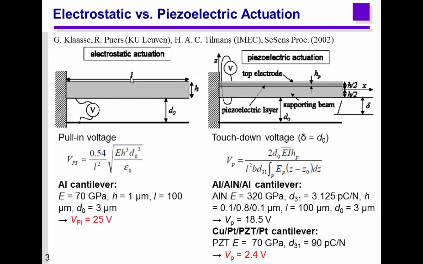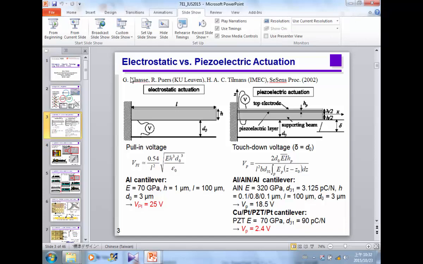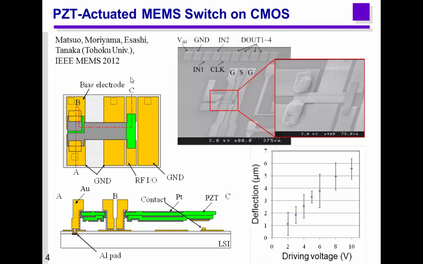This slide compares two transduction methods, electrostatic one and the piezoelectric one. They are the same cantilever, but piezoelectric actuation can drive the same structure at much lower driving voltage, 10 times lower than that of the electrostatic actuation. So to use a piezoelectric material is advantageous. However, there's a problem.